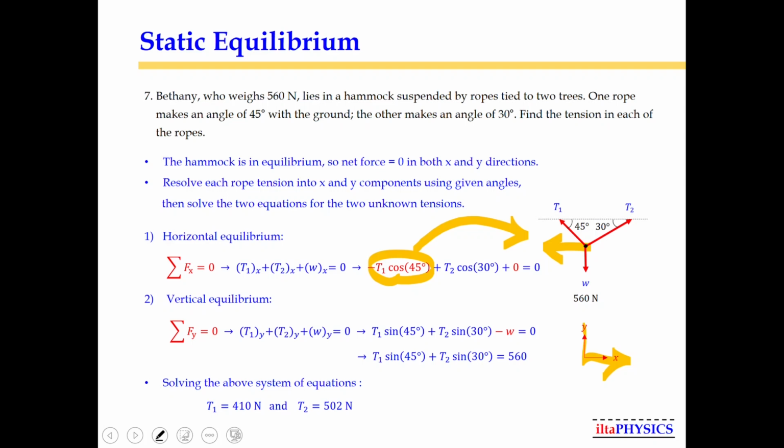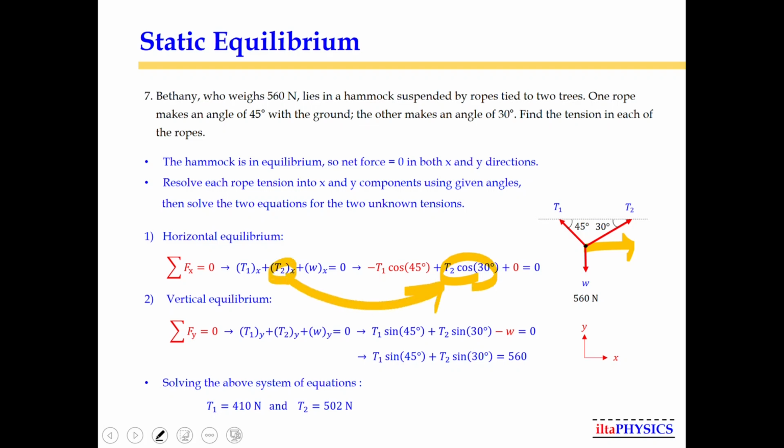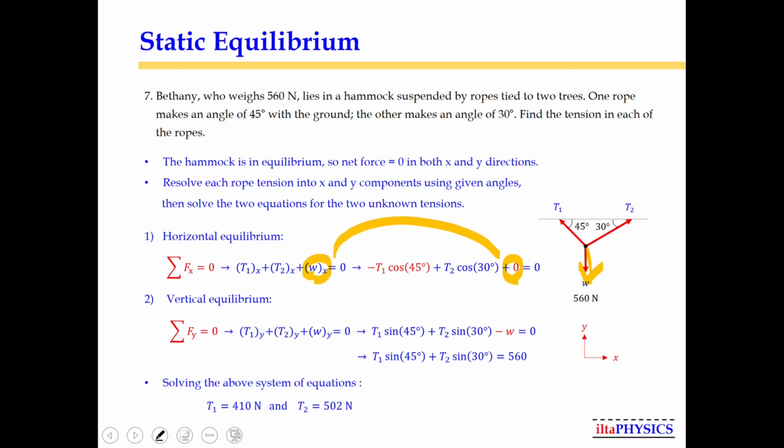Using the same method, the horizontal component of tension T2 is T2 times cosine 30 degrees, and this takes a positive value. Finally, the horizontal component of the downward gravitational force is 0. Since the hammock is in static equilibrium, the sum of these 3 horizontal forces equals 0. Now this is our first equation.